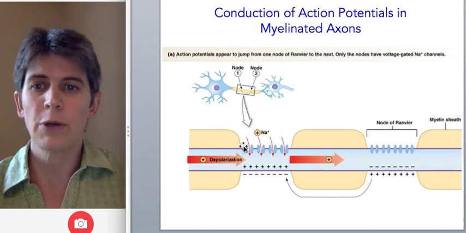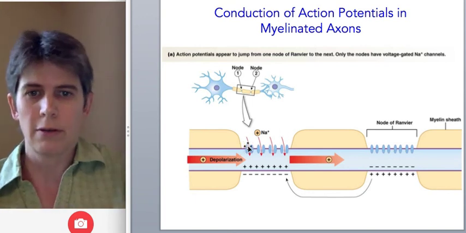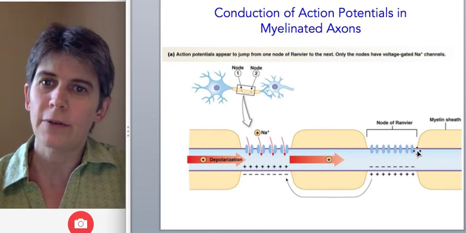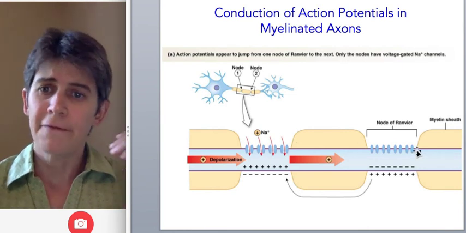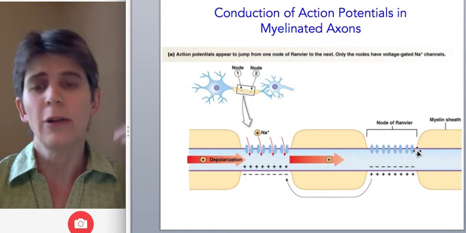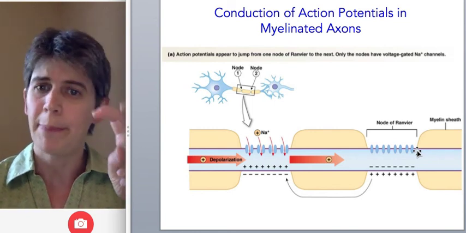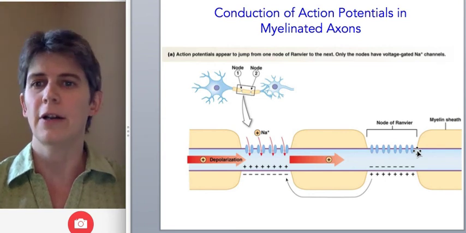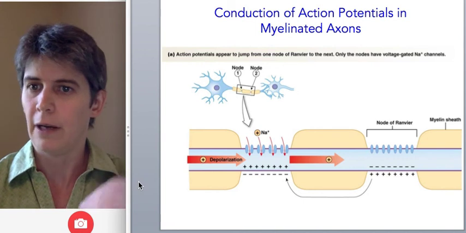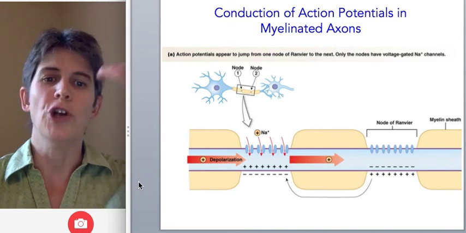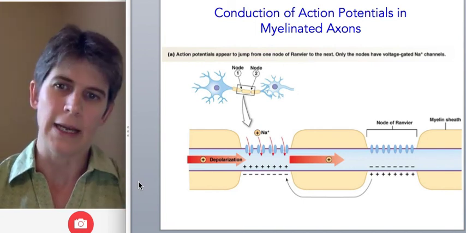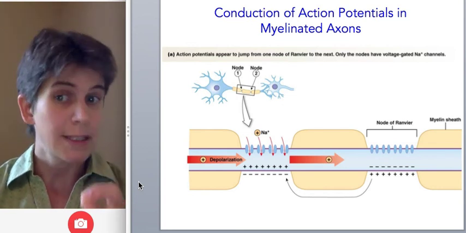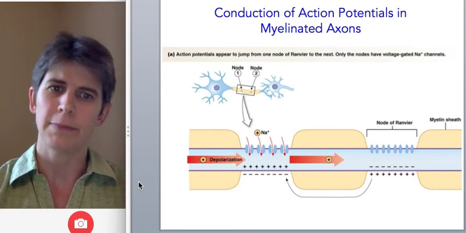So in this axon, we wouldn't have action potentials right next to each other. We'd have one here at this node, and then one here in the next node. And the effect then is that it looks like the action potential is jumping down the axon. So sometimes this is referred to as saltatory conduction, or conduction of action potentials in a jumping way down the axon. Really, the action potential is not jumping because it's not the same action potential. It's a different action potential.